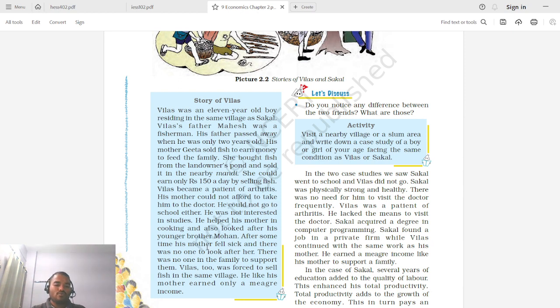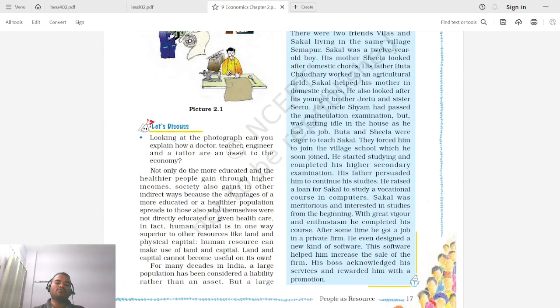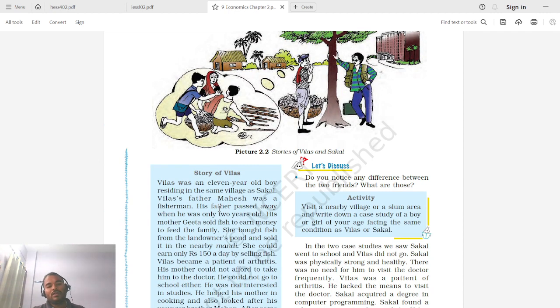So after studying these two stories, what is the conclusion? Both friends, Sakal and Vilas, belonged to poor families, but the major difference lay in their attitude. Sakal always liked studies, whereas Vilas did not. Sakal was a meritorious student. Vilas rarely went to school, so there was no question of merit.